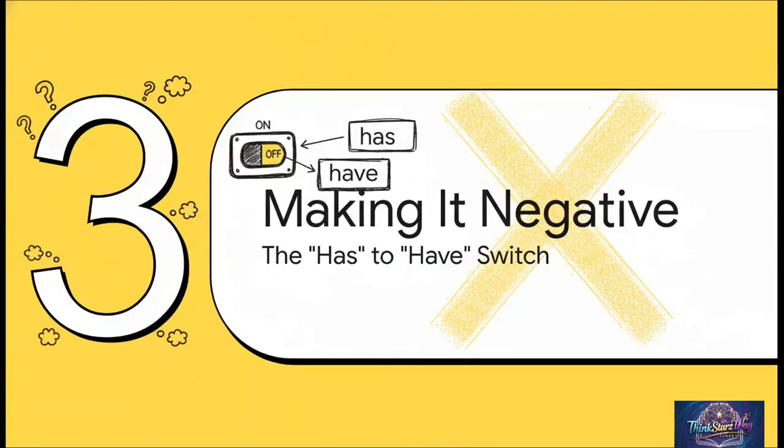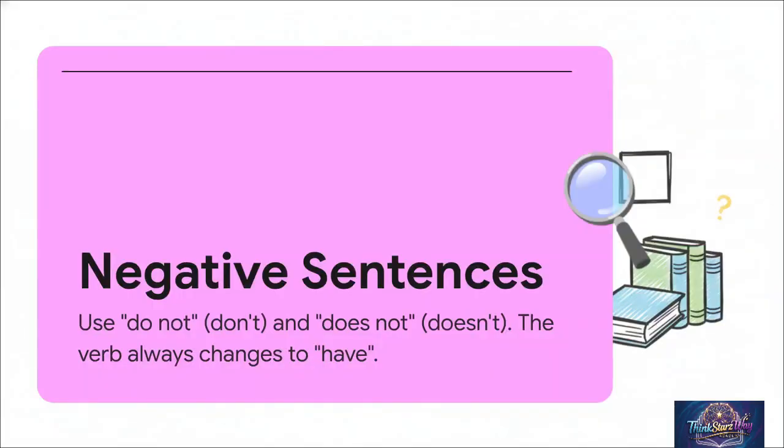All right, time to solve that mystery from the beginning. Let's talk about negative sentences. This is where we finally get to see that weird has to have switch, and it's all because of one simple little trick. So, to make a sentence negative, you can't just stick not in there. You have to call for backup. You need a helper verb.